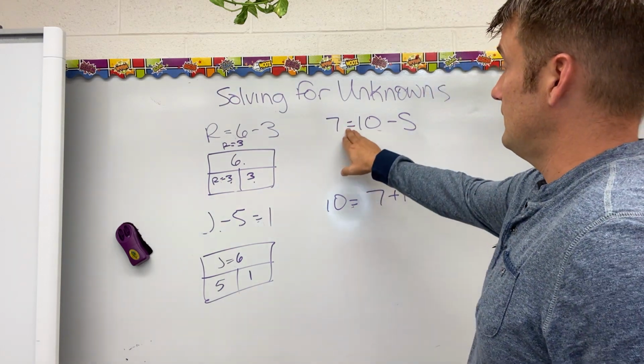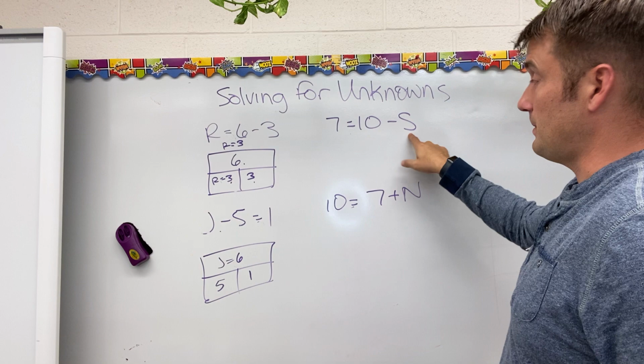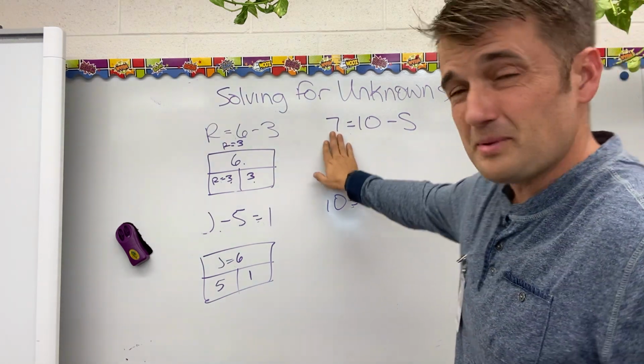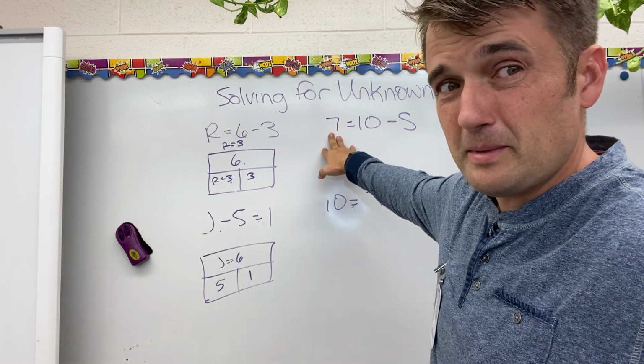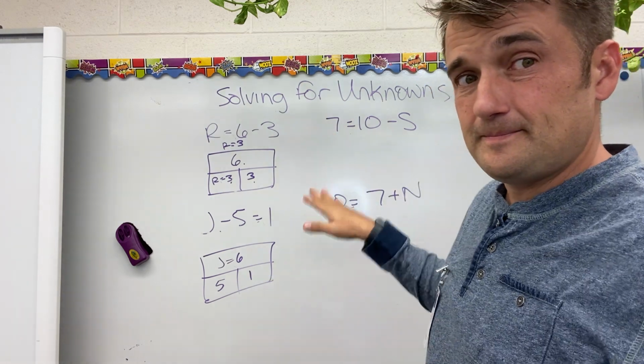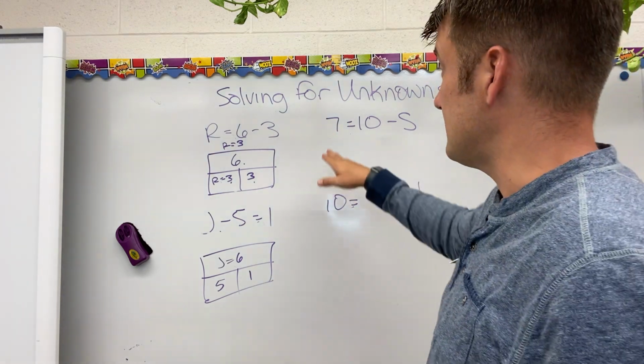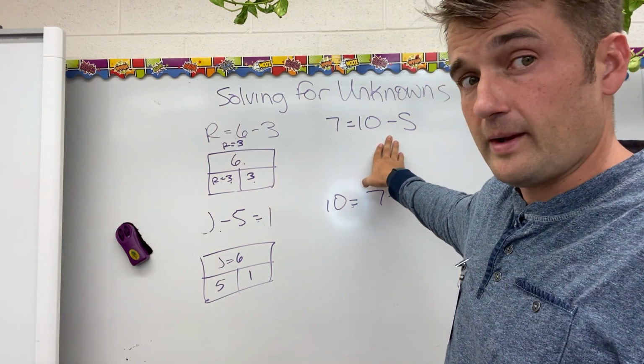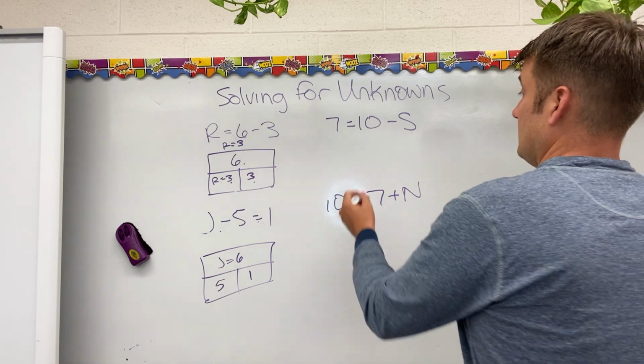Okay, here we go. 10 minus s. It's a subtraction problem. Just because they put the answer over here, don't let that mess you up. It's just showing you that 7 is equal to 10 minus s. It doesn't matter what order they write it in, okay?